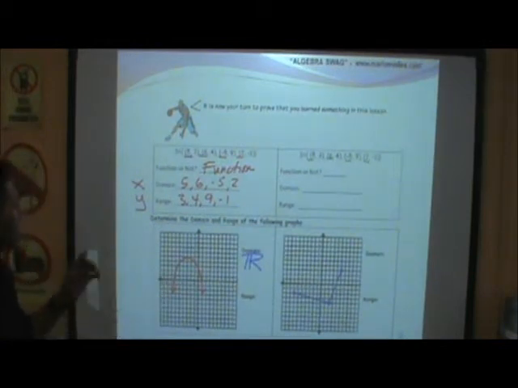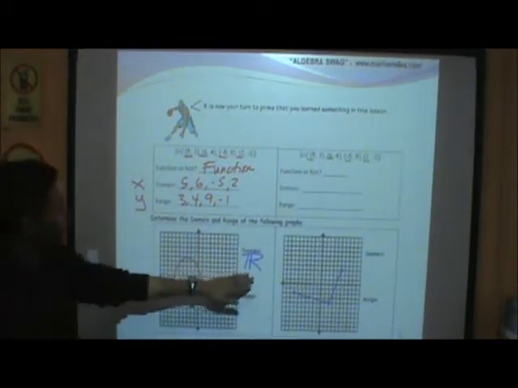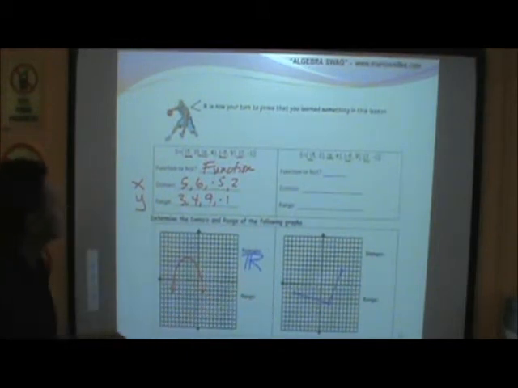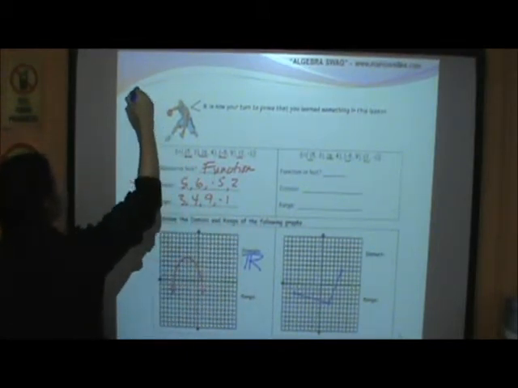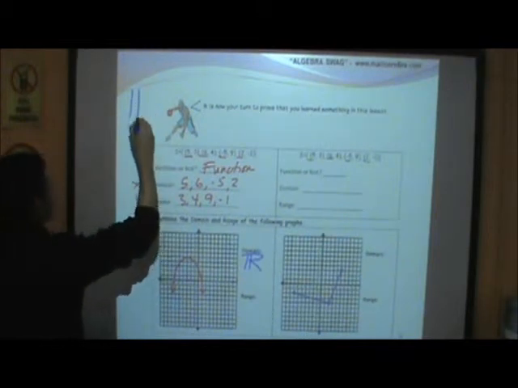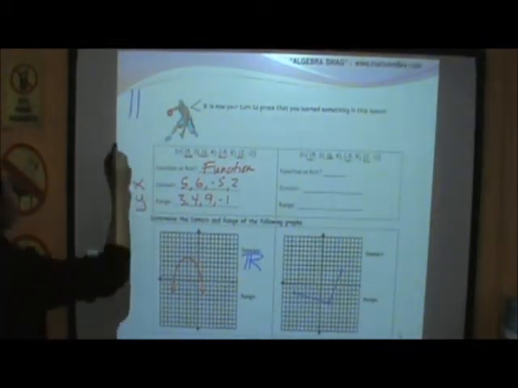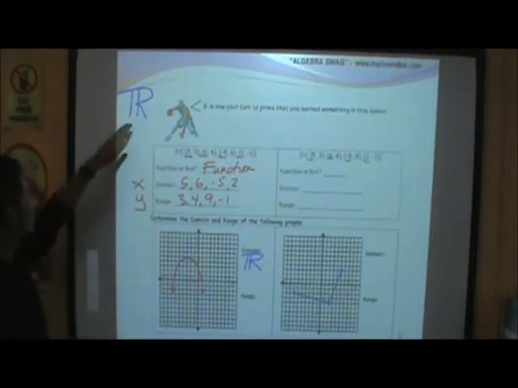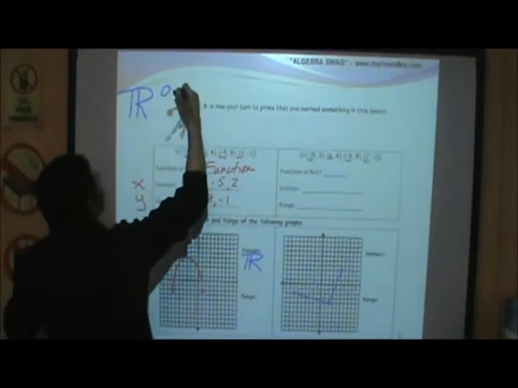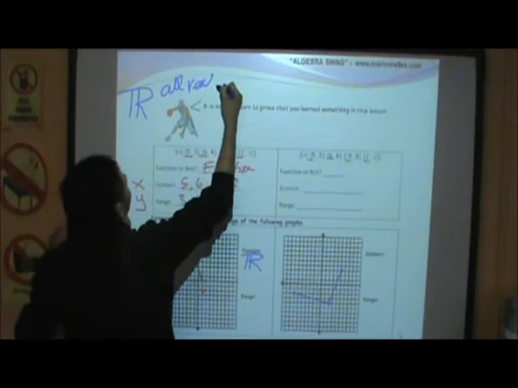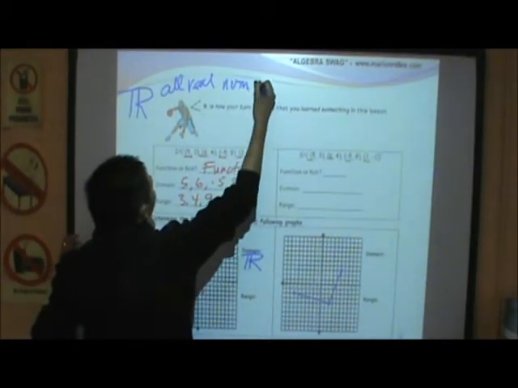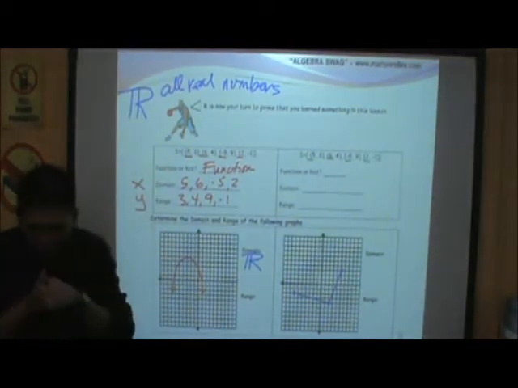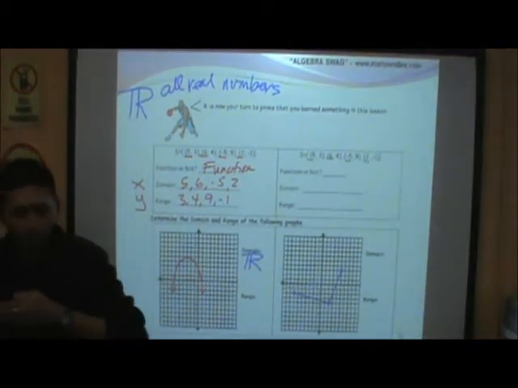Now be careful, because a lot of students are confused about reading this. Some of them would say it's a T and an R. So if you draw that, you just have to draw those two lines and then an R. And that means we're talking about all real numbers. Now, what do we mean by all real numbers? Because the graph is going all the way to the left and all the way to the right.